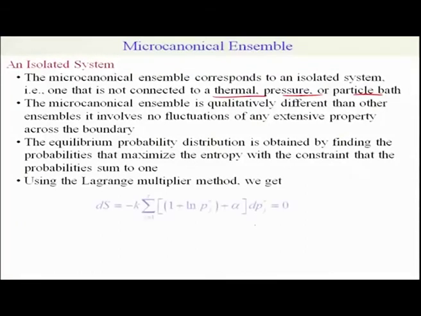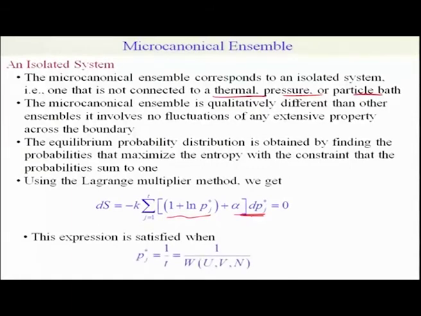Okay, and remember that we have used the Lagrange multiplier method, where we have used dS equal to this expression, with the maximization of entropy with just one constraint, which is this, where the summation of p_i is equal to 1. This expression satisfies the fact that this is nothing but 1 by T, the number of energy levels, or the degeneracy W here, the maximum ways of arranging the particles having a constant energy E.